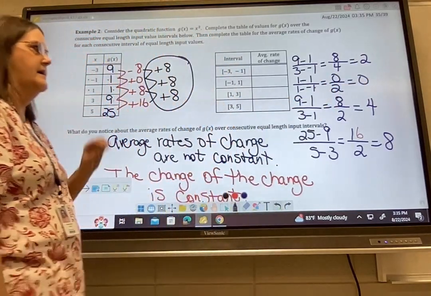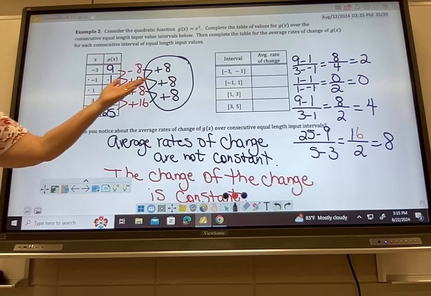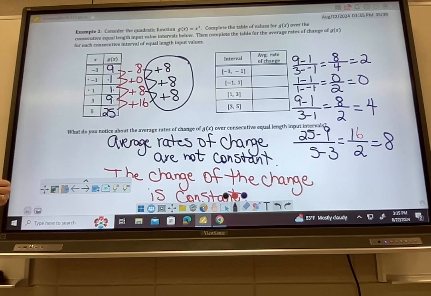And y'all, like I said, the average rate of change is going to be different each time. And that's just what that's letting you see. It's not constant, so it's not linear. So you have to check it to see if it's quadratic, and it is.